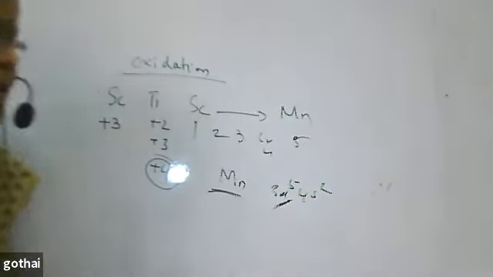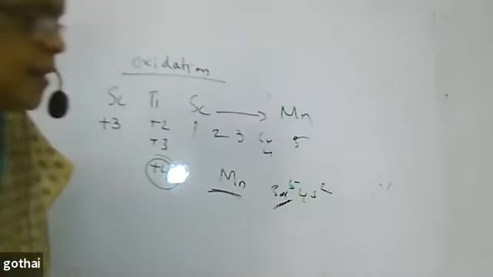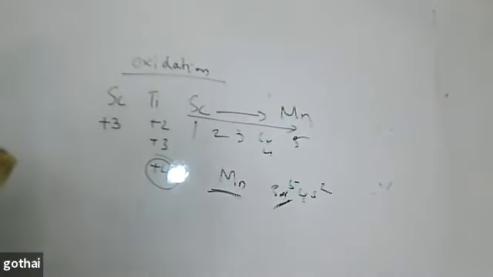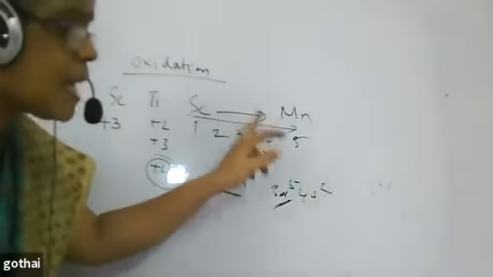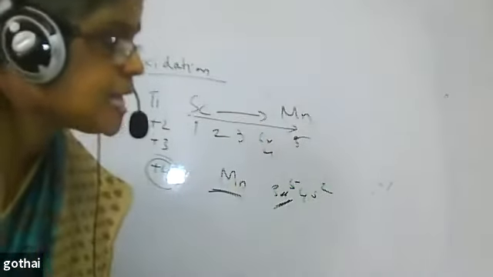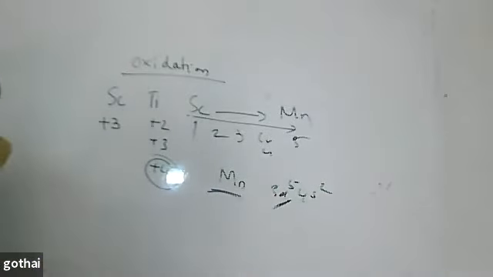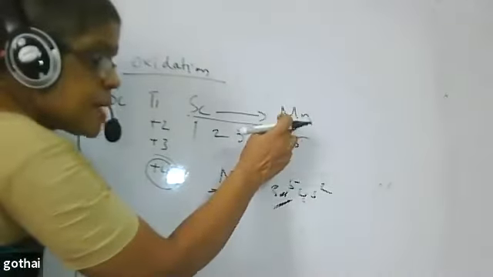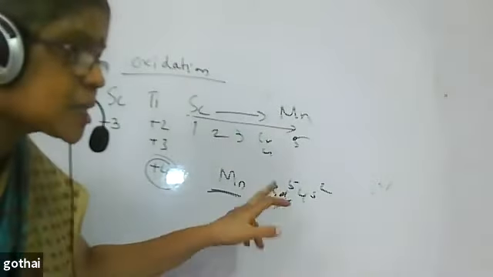Maximum number of unpaired electrons in the d orbital. So manganese shows the highest number of oxidation states. From scandium to manganese, the number of oxidation states possessed by the element increases. Why? Because of the increase in the number of unpaired electrons in the d orbital. Since there is an increase in the number of electrons in the d orbital, the number of oxidation states of these elements increases. Manganese shows the maximum number of oxidation states. Why? Manganese has the maximum number of unpaired electrons in the d orbital.